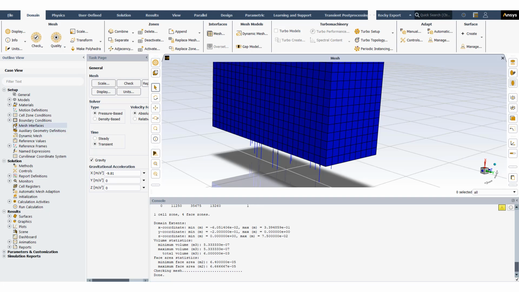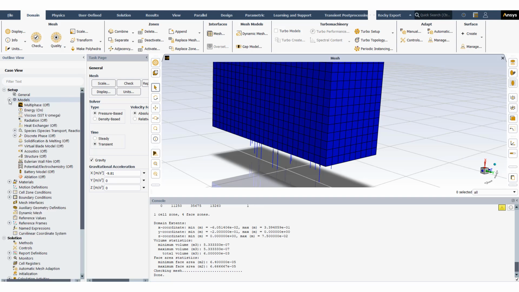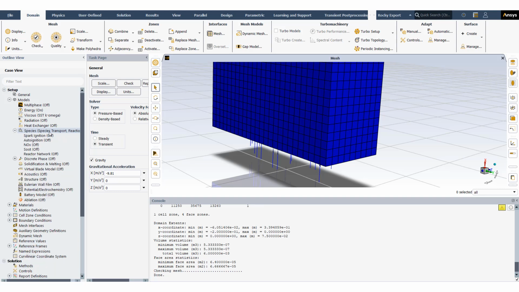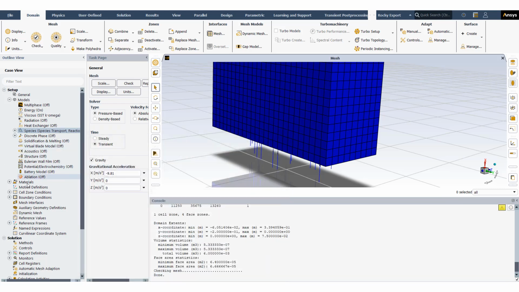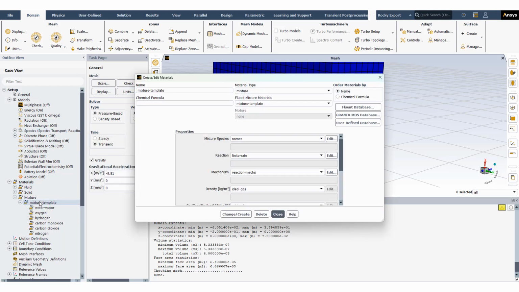So when we look in the model, we have species transport enabled, and with species transport we have volumetric reactions enabled, with finite rate enabled, no TCI. So we are using simple settings here. We could make it more complex for sure, but this is just for demonstration purposes.